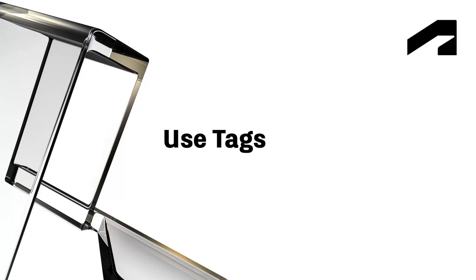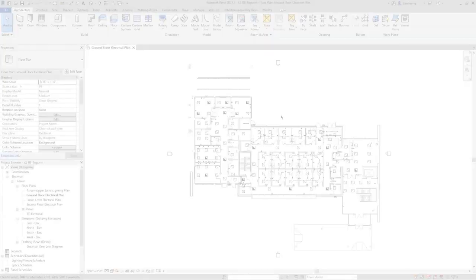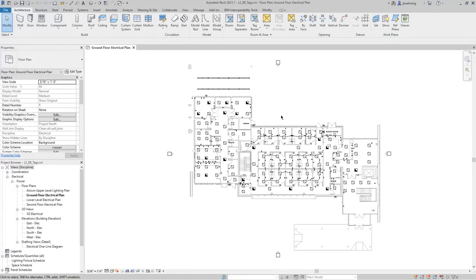In this video, we will cover selecting the appropriate tag to place, tagging elements, and adjusting tag properties. In the ground floor electrical plan view, several components have been placed. We can now tag these components.